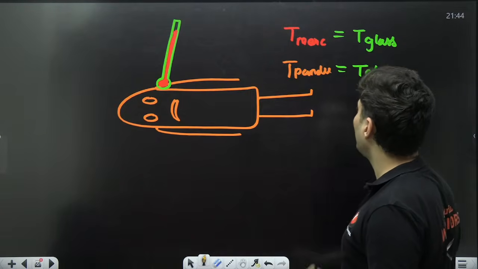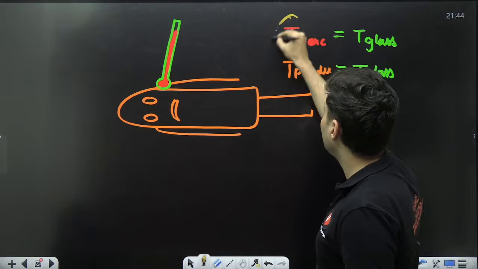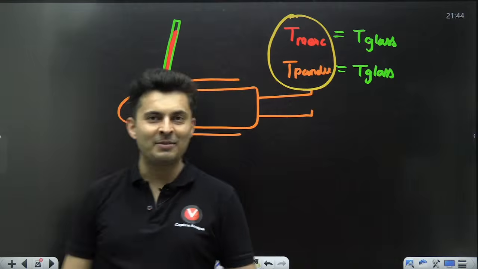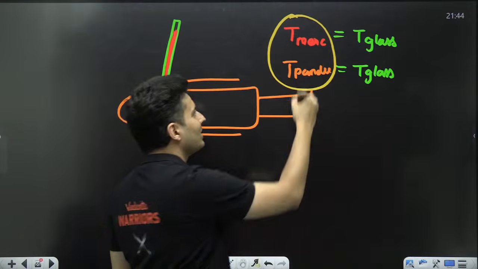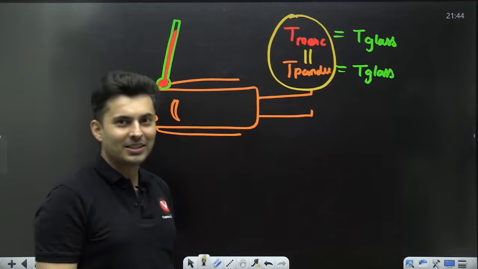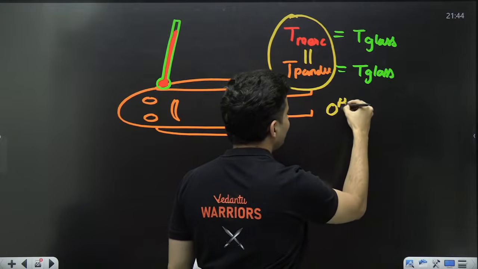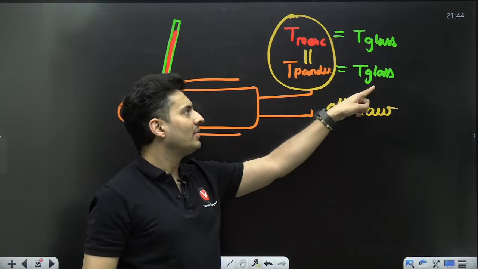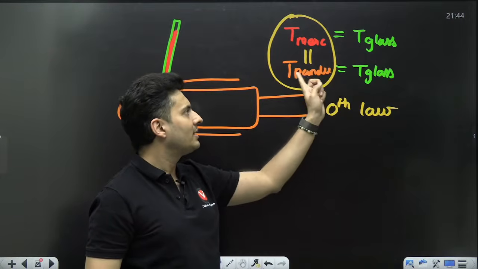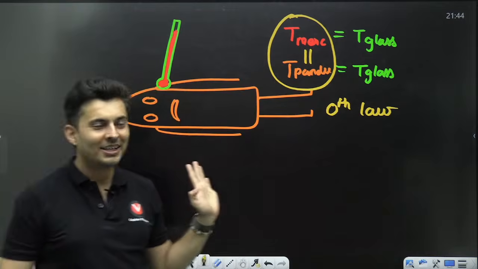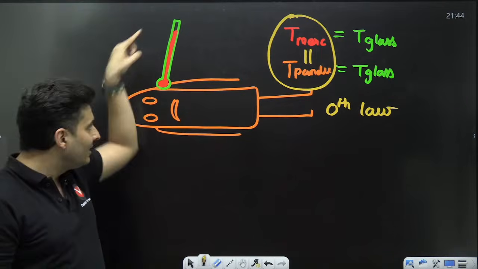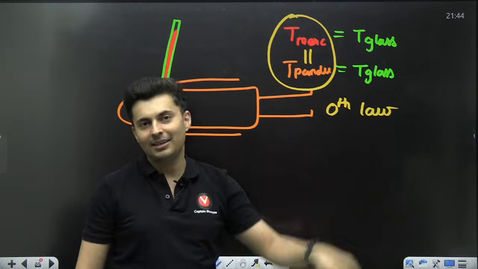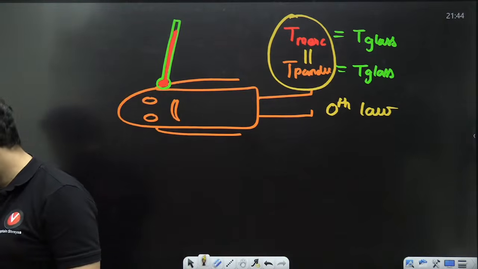That means by the zeroth law, the mercury's temperature is Pandu's temperature. Is that understood? This is just based on your zeroth law of thermodynamics. If A equals B and C equals B, then A and C are also equal. So mercury is indirectly measuring the temperature of Pandu. Not directly, indirectly.